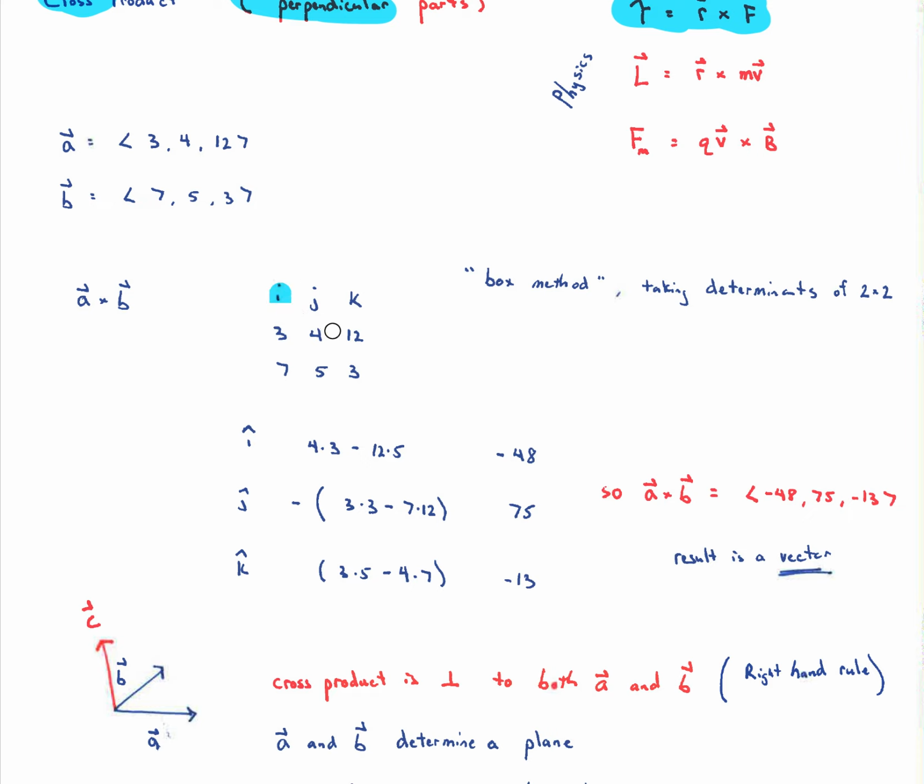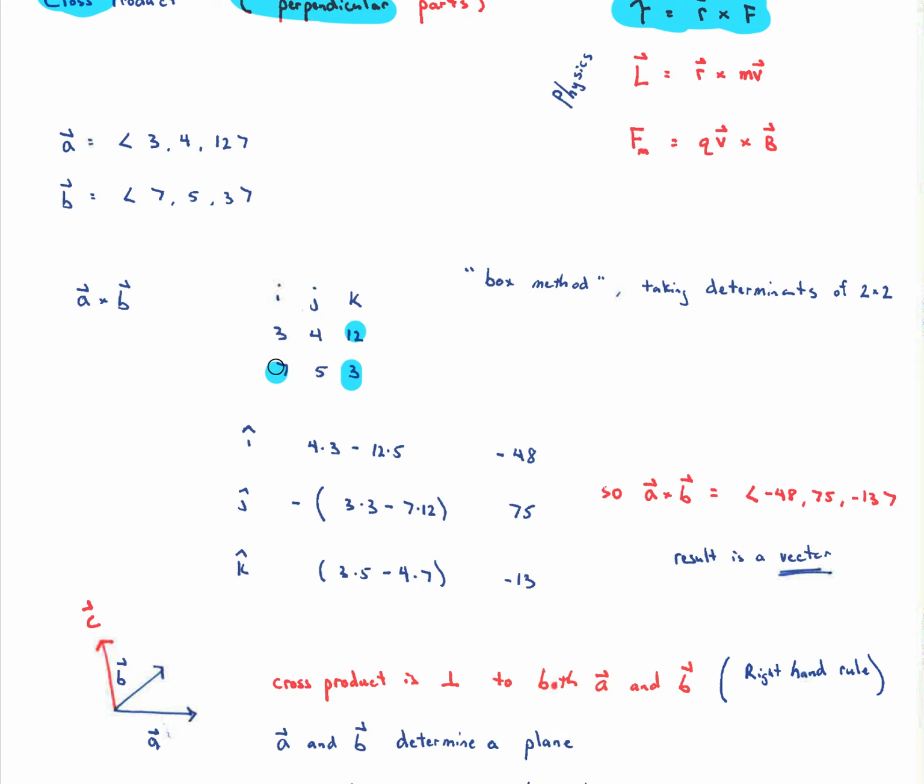So look at i, and when you're looking at i, you take that box and do the determinant of that box, which is 4 times 3 minus 12 times 5, and I get negative 48. Okay? Then you cover up j, and you box 4 and 3 with 12 and 7. Based on the orientation of the vectors, you always have to throw in a negative sign there. So then you do 3 times 3 minus 12 times 7, which is negative 75, and then take the opposite of that, and so I get 75. So then 75 in the j direction.